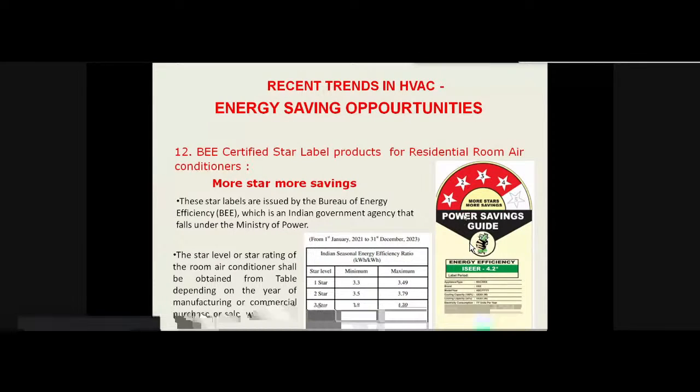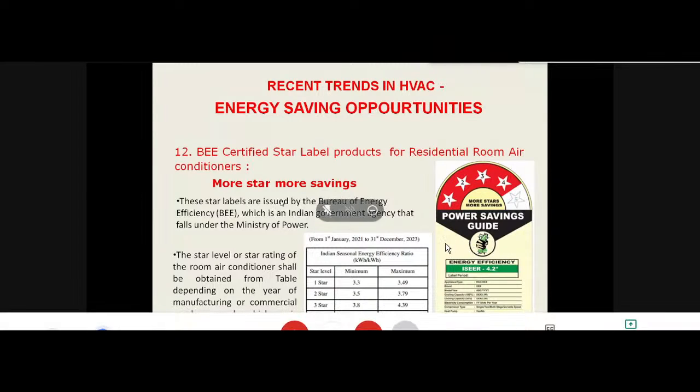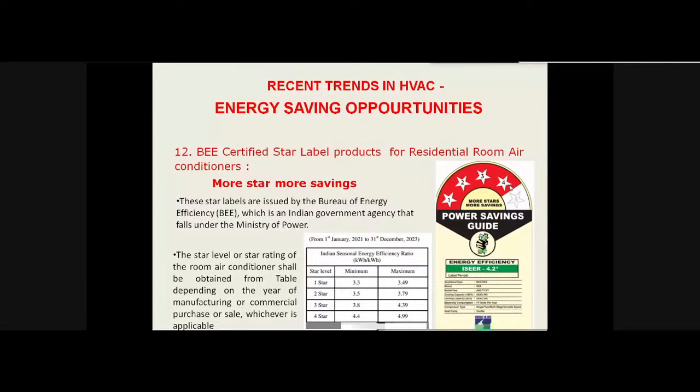People used to say more star. You buy the more star product if you are continuously using it. Suppose in a split unit you are continuously using it, you can go for 5 star. If you are using it very occasionally, you can go for 3 star. Now inverter AC has also come up with much more savings. So on the residential side, energy saving opportunities are again coming up in a big way. Go for more star rated products. Not only for air conditioners, anything you buy, go for a more star rated one so that you can save energy even in residential areas.